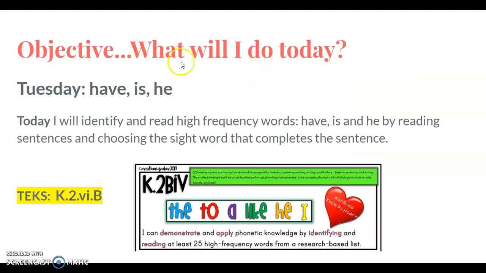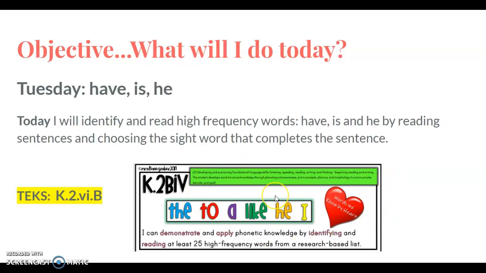So your objective, what will I do today? You're going to be working with these sight words have, is, and he. Today, I will identify and read high frequency words have, is, and he by reading sentences and choosing the sight word that completes the sentence.